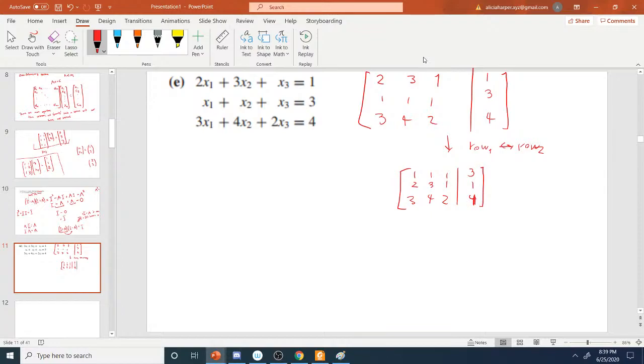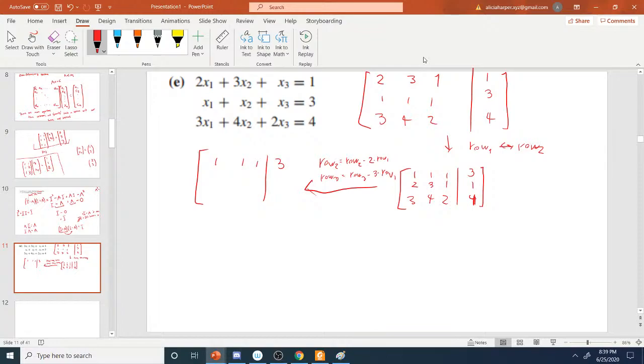And the next thing I'll do is I will do my row operations to cancel out the 2 and the 3 here. So I'll set row 2 equal to row 2 minus 2 times row 1. I'll set row 3 here equal to row 3 minus 3 times row 1. If I do that, the first row doesn't change.